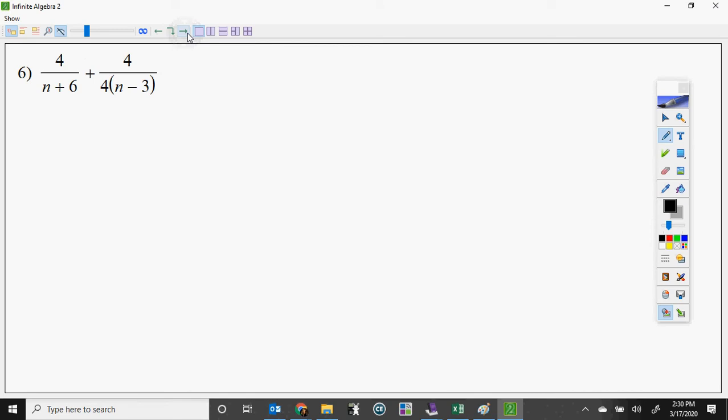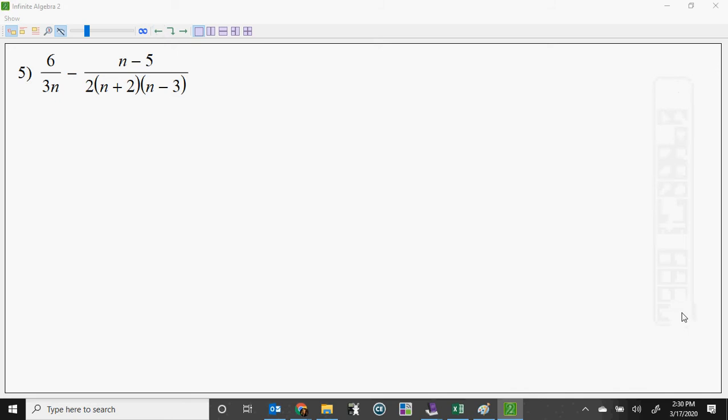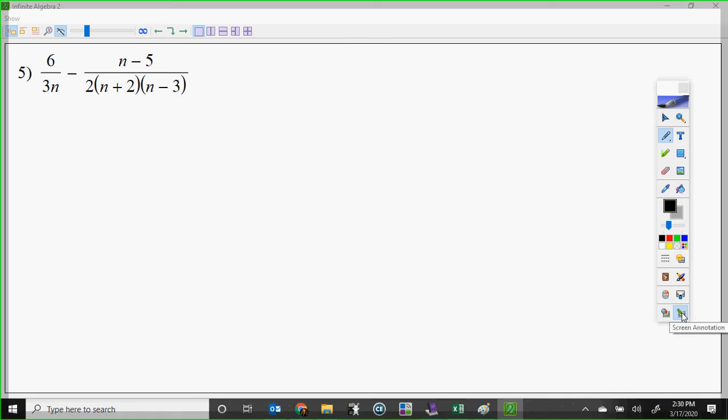Skip ahead to number 5. So I see the denominator of the right is factored out, and I'm going to see, is there anything I can cancel out top and bottom already on that right side? I have an n minus 5 on top. I do not have an n minus 5 on the bottom, so no, nothing I can cancel out.